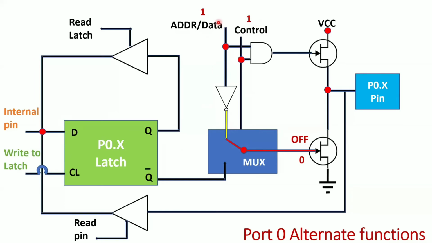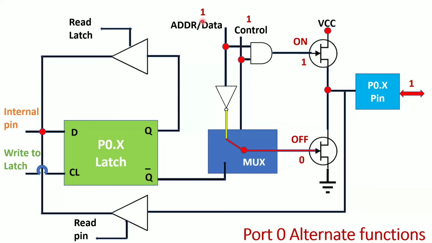Now the address or data bus is 1 and the control is 1. What is the value of the output of your AND gate? 1. 1 means this is on. That means I can send the 1 to your transistor and you can send that same 1 to your pin. That means I have generated 1 from this point of view, and still I can generate 0.